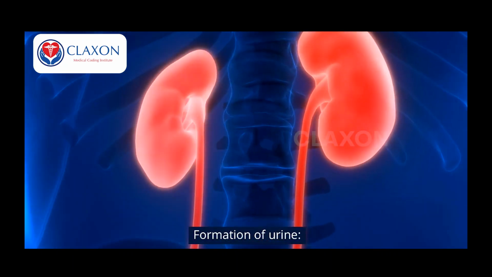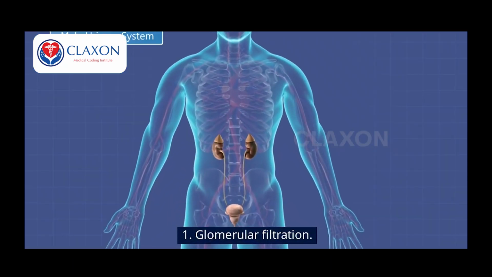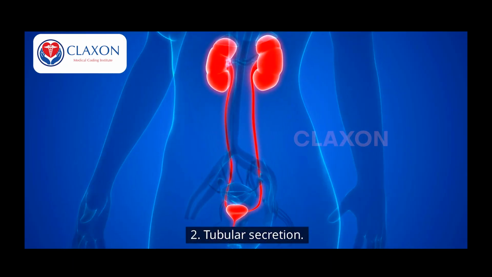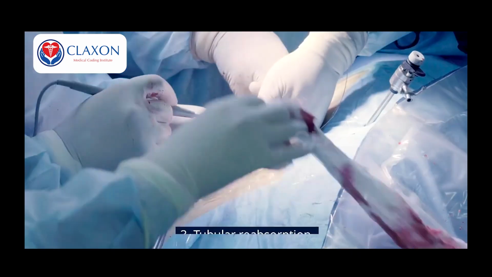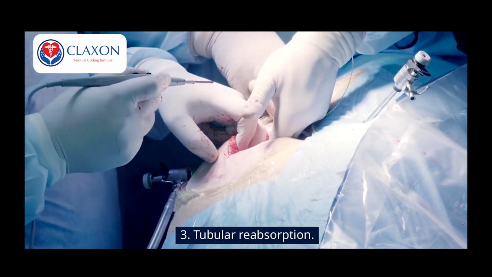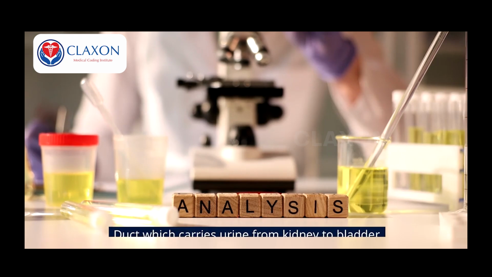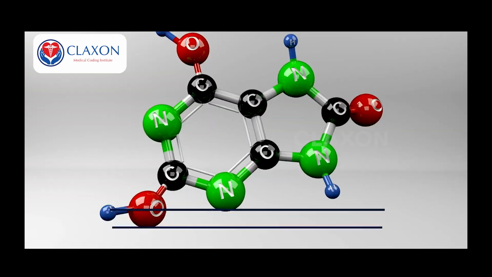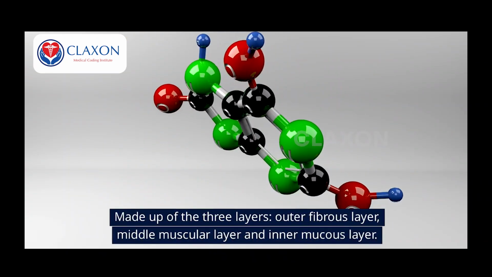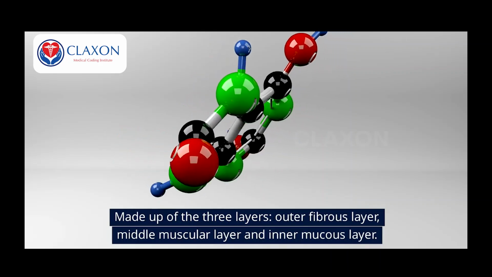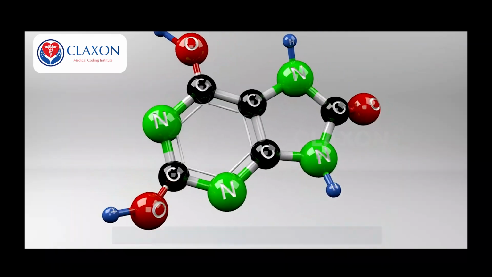Formation of urine: 1. Glomerular filtration, 2. Tubular secretion, 3. Tubular reabsorption. The ureter is a duct which carries urine from the kidney to the bladder. It is made up of 3 layers: outer fibrous layer, middle muscular layer and inner mucous layer.